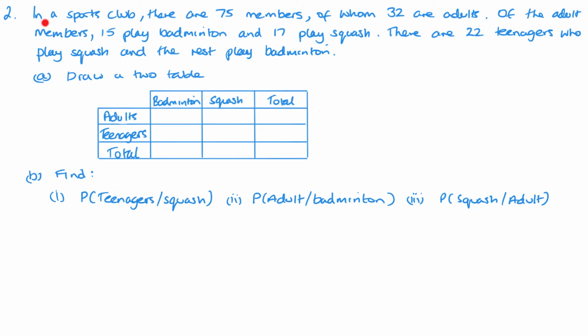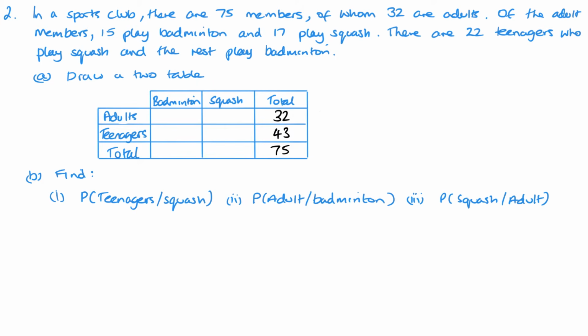Now, let's do this one step at a time. There's 75 members, so my total has got to be 75. 32 are adults. That means we can do 75 minus 32, and that'll leave us 43, which must be teenagers.